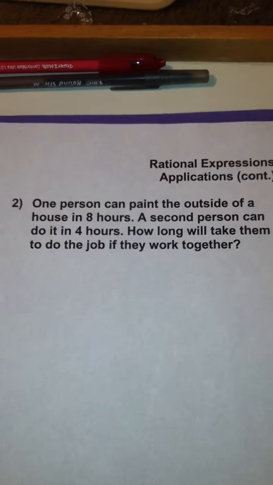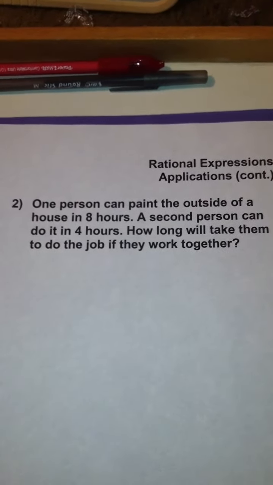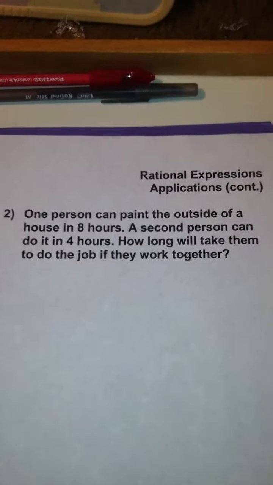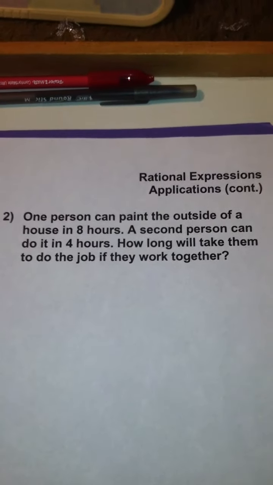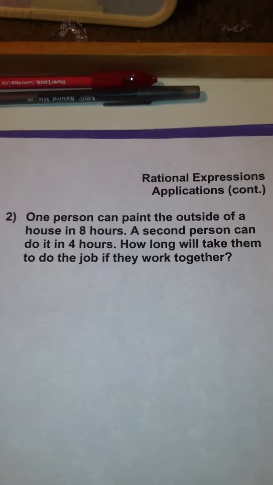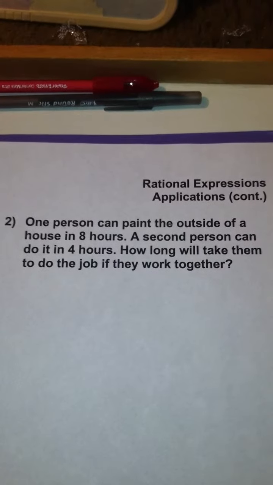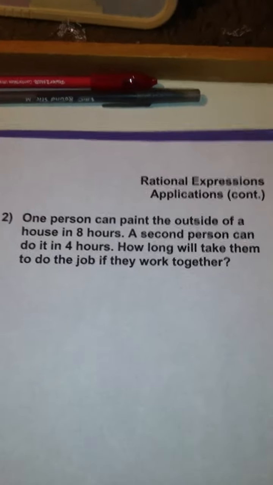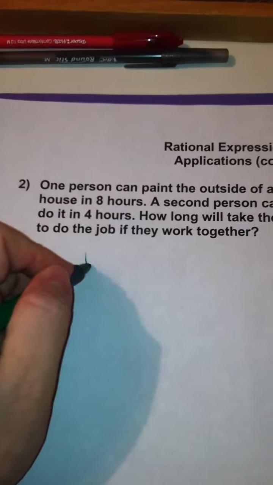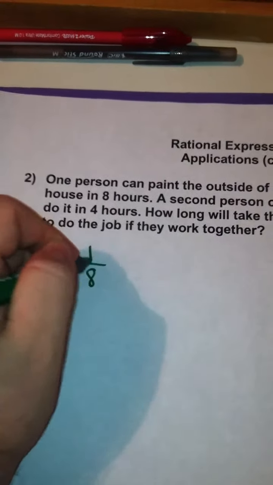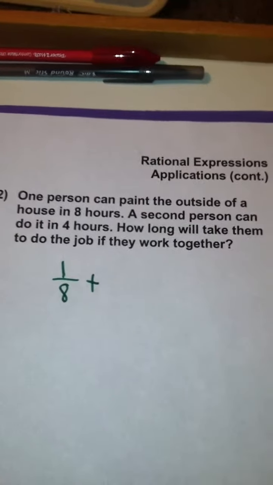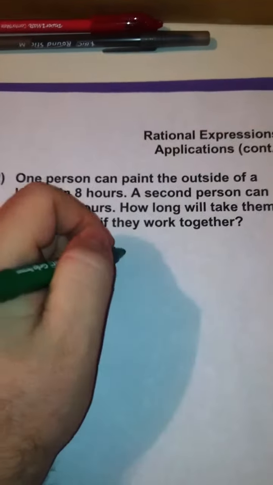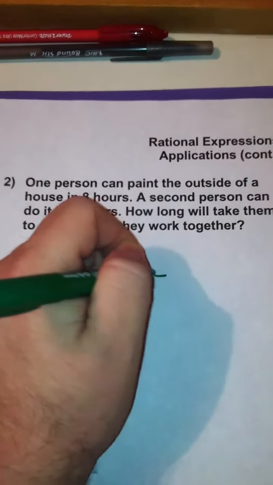Question 2. One person can paint the outside of a house in 8 hours. The second person can do it in 4 hours. How long will it take them to do the job if they work together? Well, one person can do a job in 8 hours, so his rate would be 1 over 8. The second person can do the job in 4 hours, so that person's rate is 1 job in 4 hours.